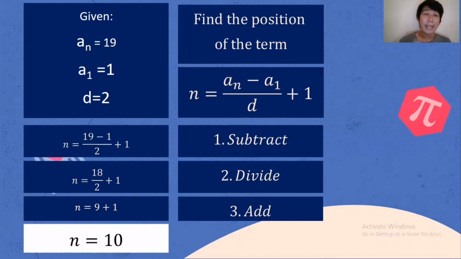That means a sub 10 is 19. The 10th term is 19. That is the place of 19 on the given arithmetic sequence. It's on the 10th term.